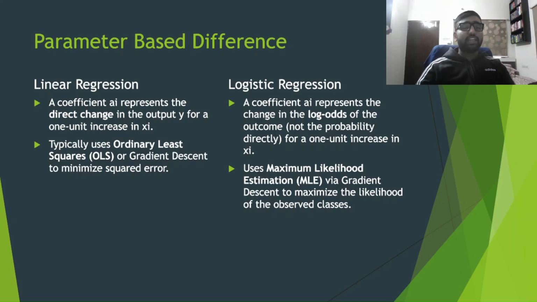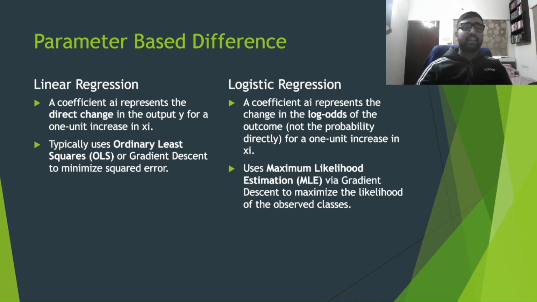Typically, we use the ordinary least squares method or gradient descent to minimize the squared error. So in linear regression, the typical method used for minimizing the squared error is the ordinary least squares method. The least squares method, as you must have known, tries to find the minimum squared error for the given data. We can also use gradient descent in linear regression, but for logistic regression, gradient descent becomes a necessity, because we use maximum likelihood estimation via gradient descent to maximize the likelihood of the observed class.